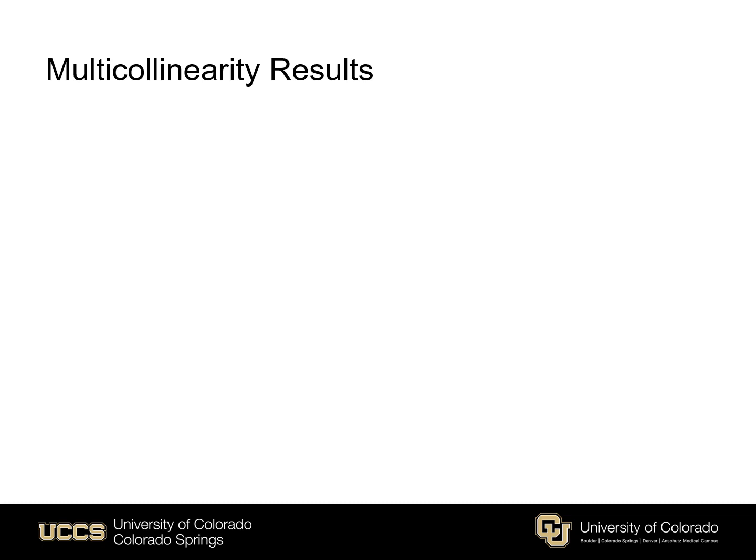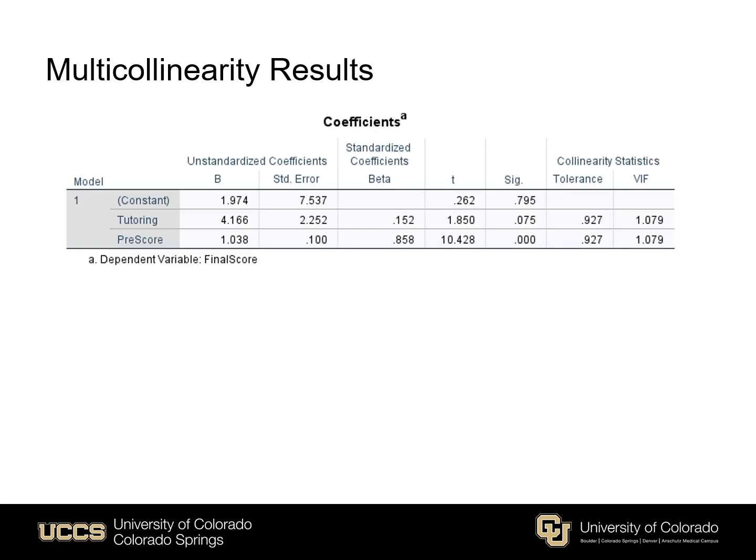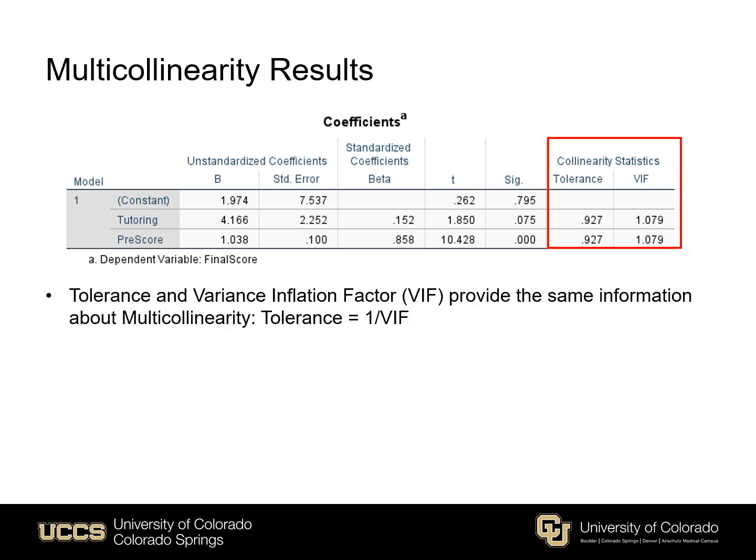Let's look at our multicollinearity results. SPSS puts the multicollinearity information in the coefficients table. You can see over here in the far right of our coefficients table, we have collinearity statistics, namely the tolerance and the variance inflation factor, VIF. Tolerance and variance inflation factor are two sides of the same coin, where tolerance is just the reciprocal of the variance inflation factor. In this case, the tolerance of 0.927 is just equal to 1 over 1.079.